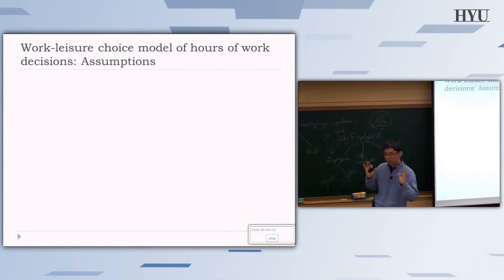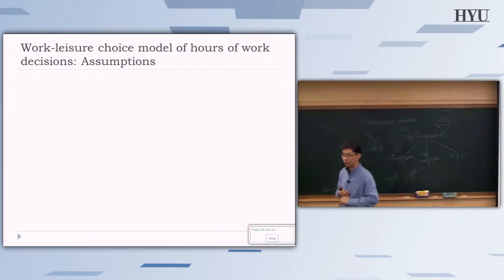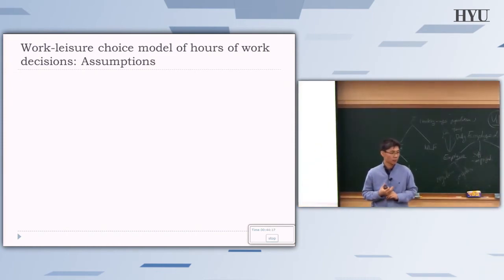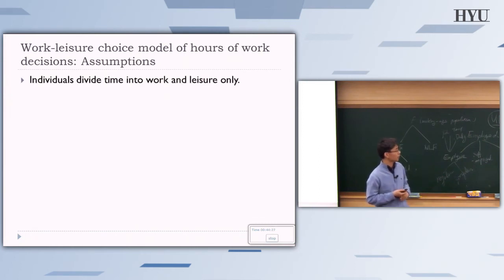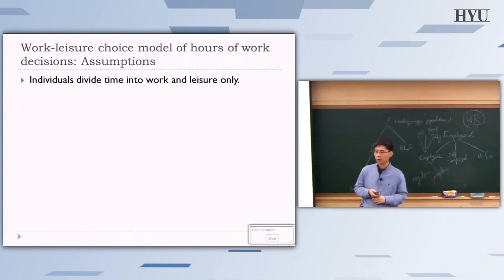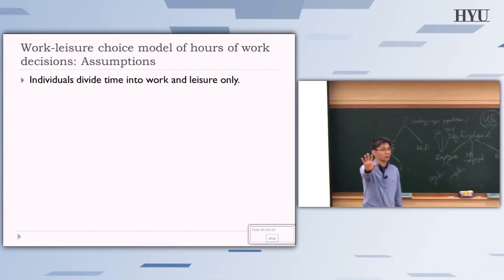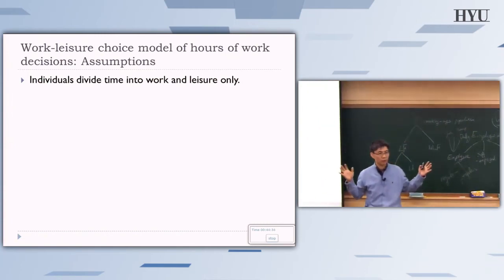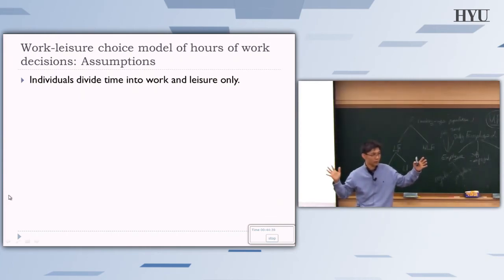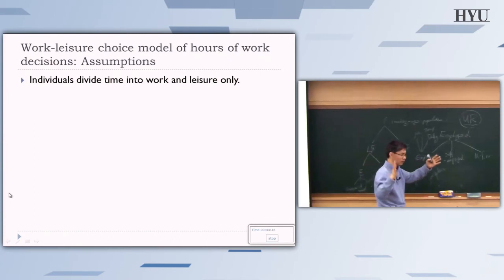Work-leisure choice model. As in any model, we need simplifying assumptions to make this model work, and we have made very simple, very important simplifying assumptions. First, individuals divide time between work and leisure only. In this model, we have a time given by the universe, fixed, for example, like a whole day, 24 hours. It's physically fixed.